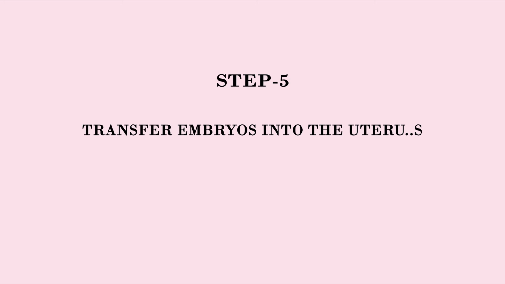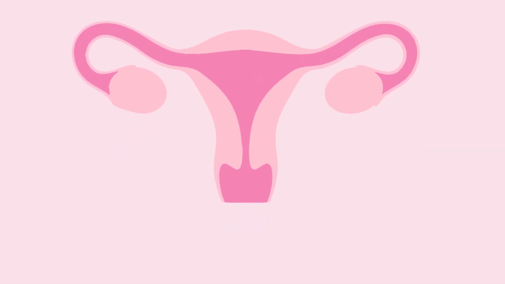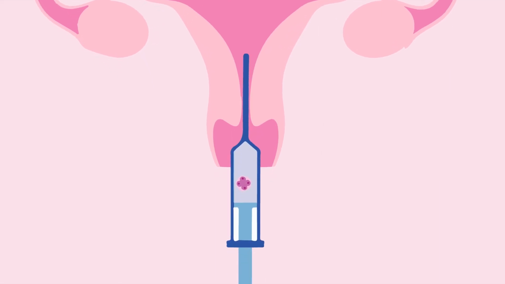Step 5. Transfer embryos into the uterus. The embryos are usually transferred into the woman's uterus anywhere from 1 to 6 days later, but most commonly it occurs between 2 to 3 days following egg retrieval. At this point, the fertilized egg has divided to become a 2 to 4 cell embryo.